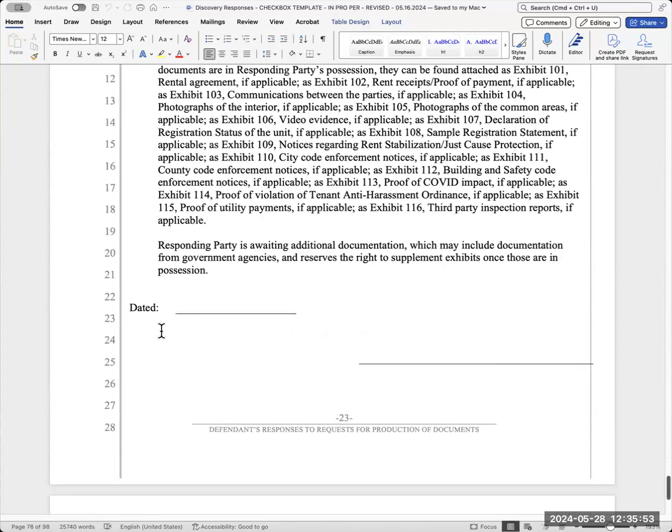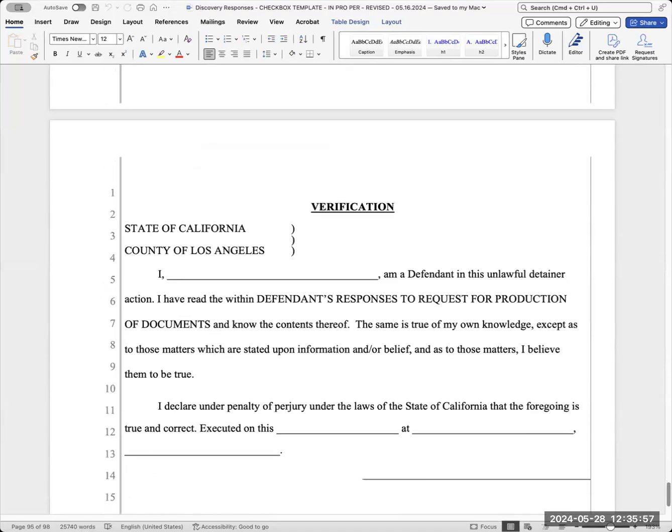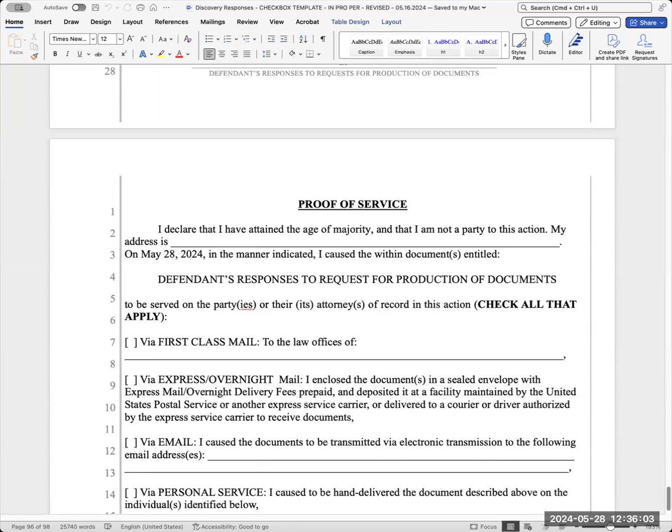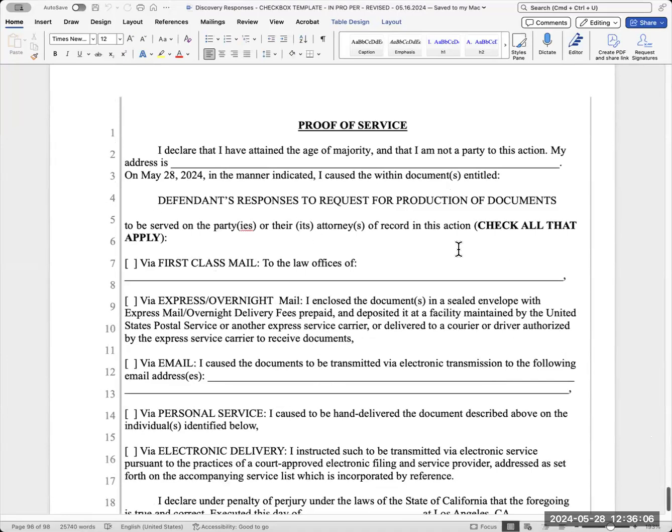So this has got to be left in. This is where you sign and date. And then you also have to sign and date the verification page. And then once again, have someone else who's not party to the action serve these to the other side, to the landlord's attorney. And you're going to want to try to do it as timely as possible.